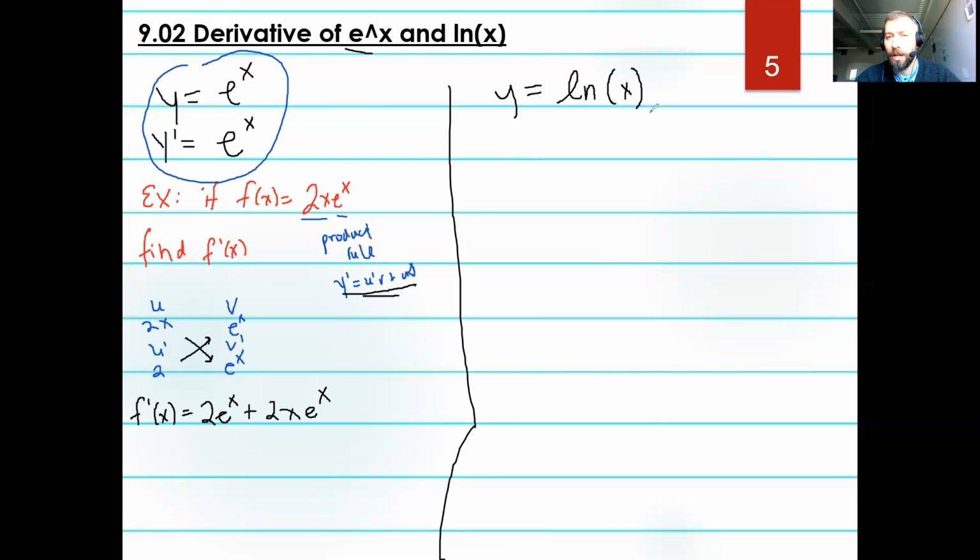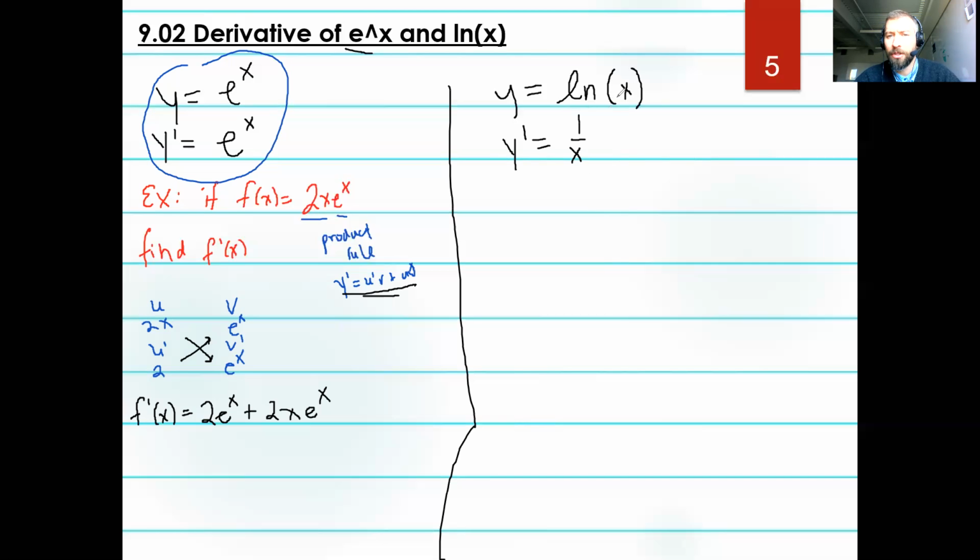But I want to go on now to natural log functions. Natural log works a little bit differently. The derivative of natural log is 1 over x. Kind of weird, what the heck is that, 1 over x. And we might see this come up from time to time, or we might see something a little bit more complicated.